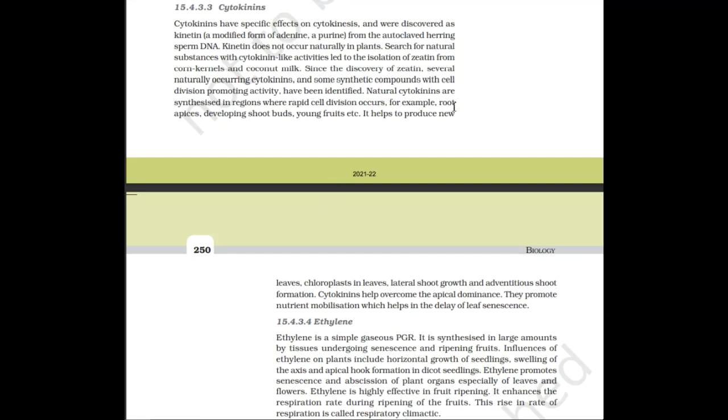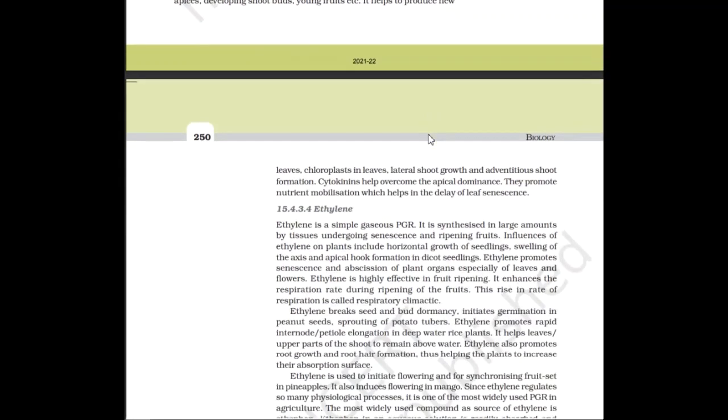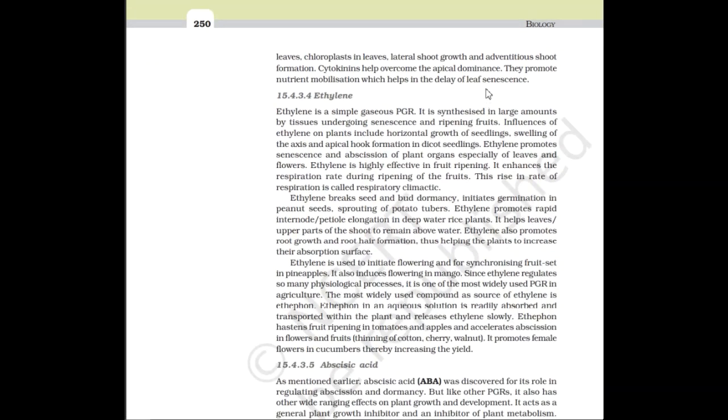Natural cytokinins are synthesized in regions where rapid cell division occurs, for example root apices, developing shoot apices, young fruits, etc. It helps to produce new leaves, chloroplasts in leaves, lateral shoot growth, and adventitious shoot formation. Cytokinin helps overcome apical dominance. They promote nutrient mobilization, which helps in delay of leaf senescence.